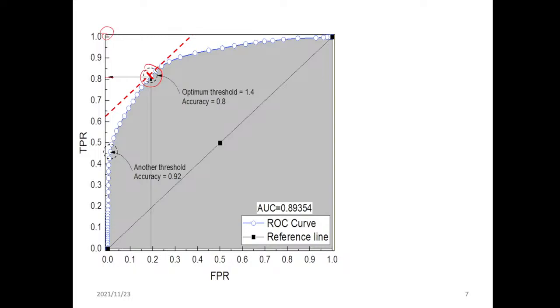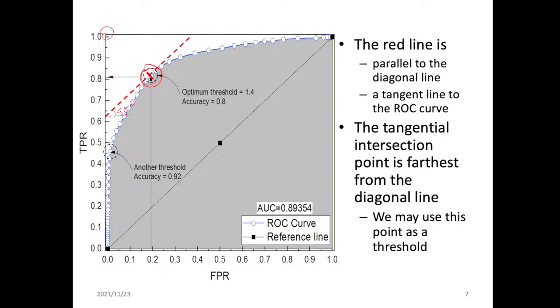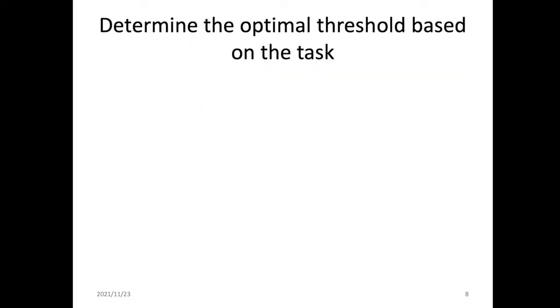Okay, so that means you are trying to find a line whose slope is 45 degrees, and that's a tangent line to this ROC curve. And this could be one way to find the threshold. Or you could determine the threshold based on your task.